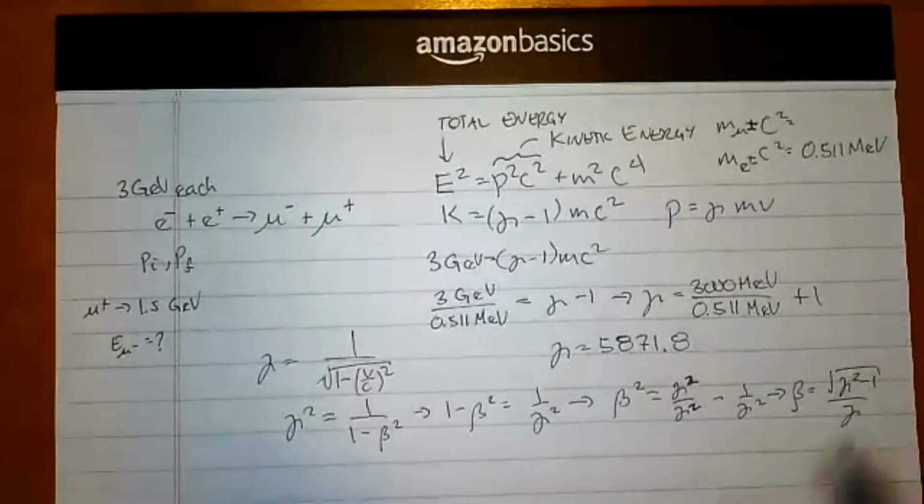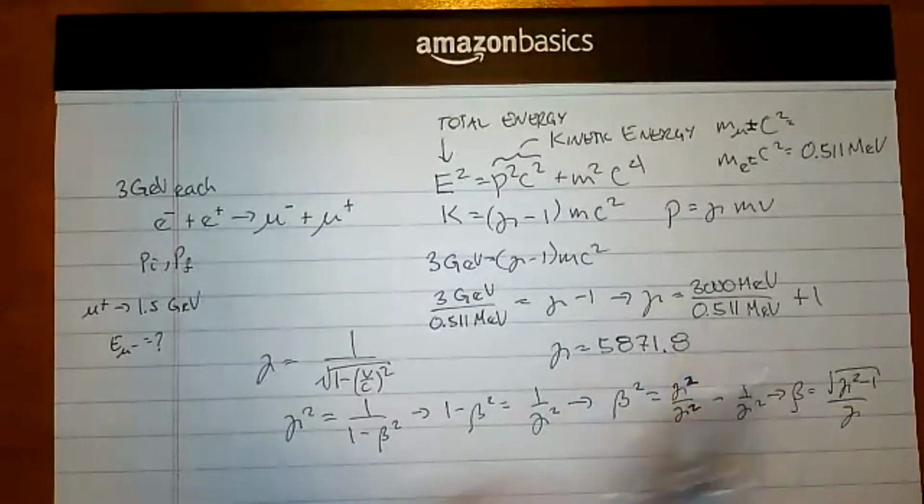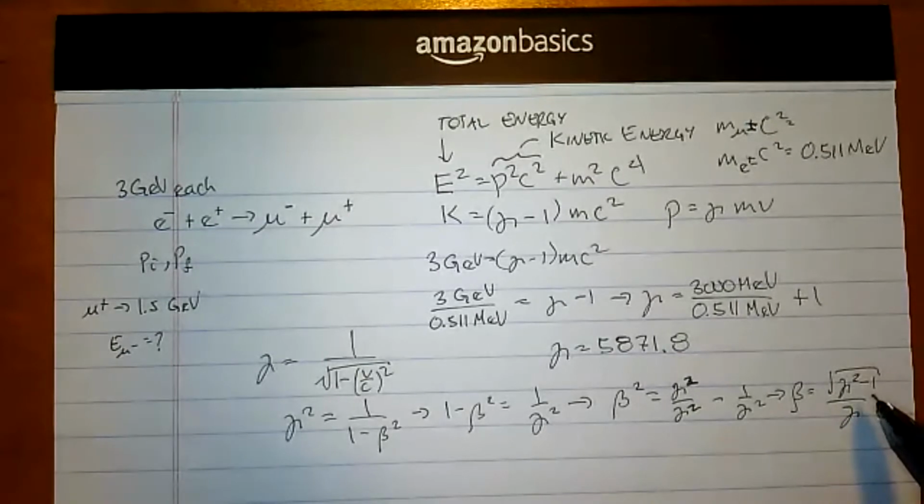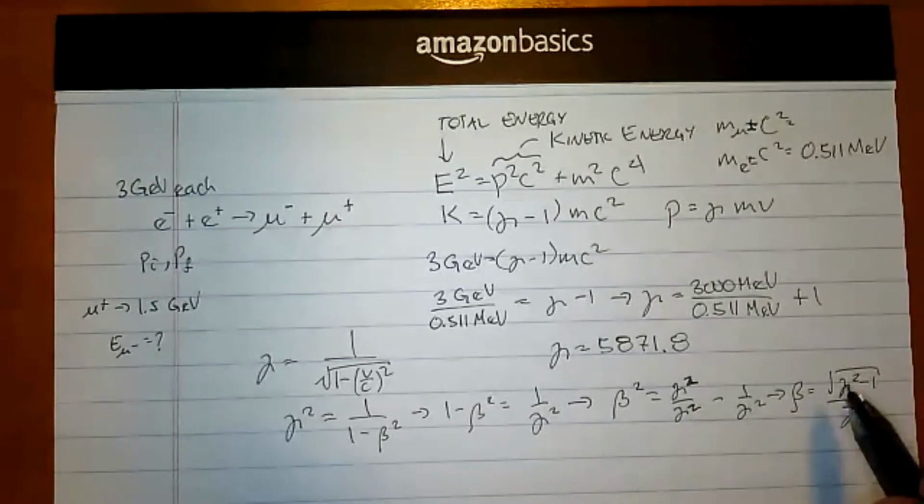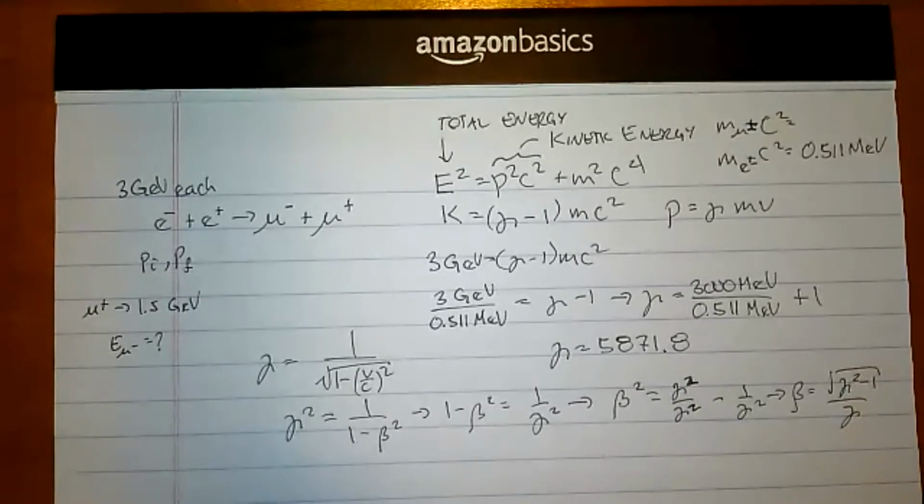So yeah, I just squared this 5,871. Actually, I should take parentheses. I need to add the 1, even though it's pretty small, but control answer plus 1. And now I'm going to square that. And then I'm going to subtract 1. And that gives me, under the radical, about 34 million. Okay. And now I'm going to take the square root of that. And now I'm going to divide it by that same number.